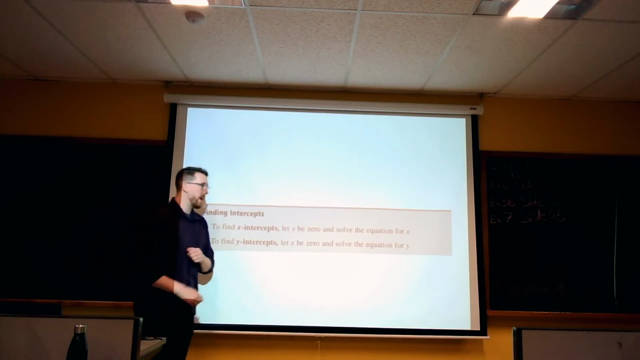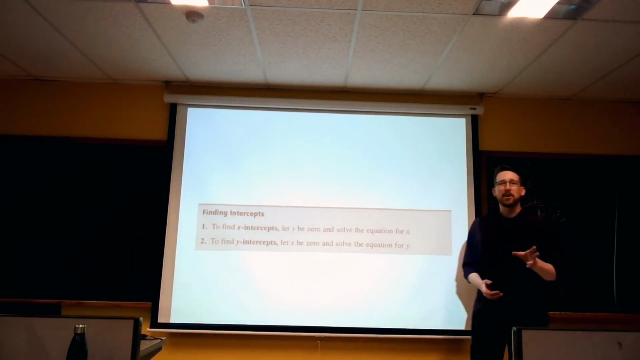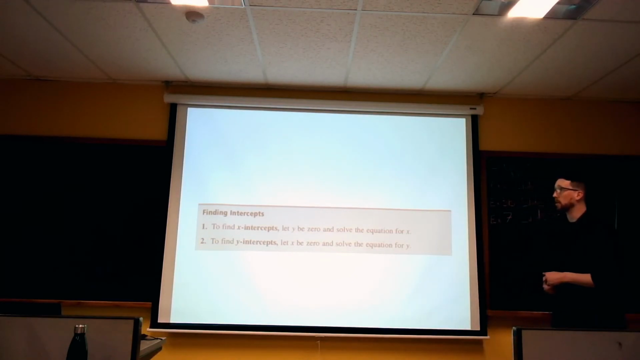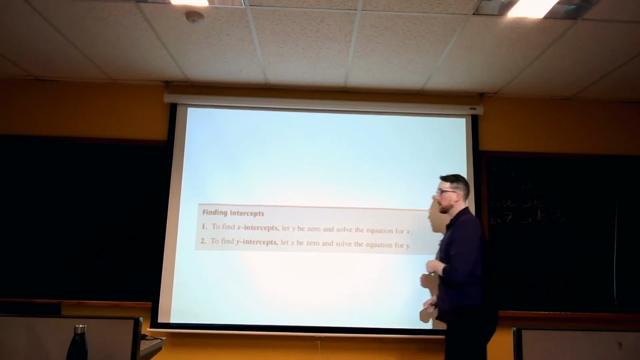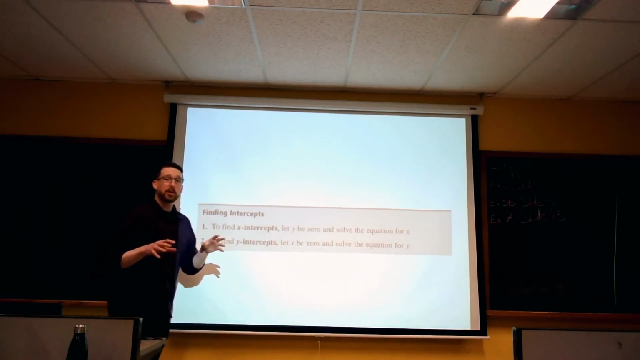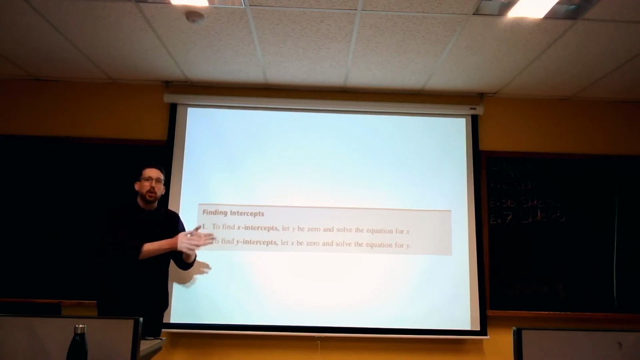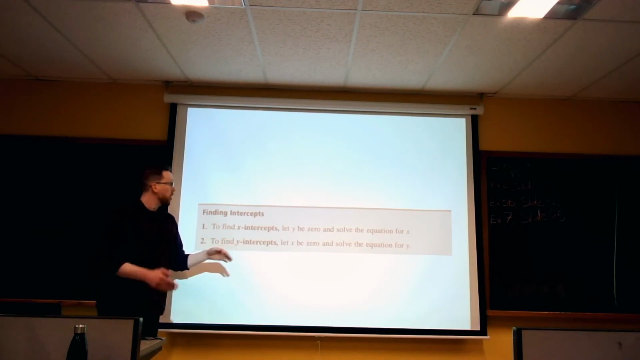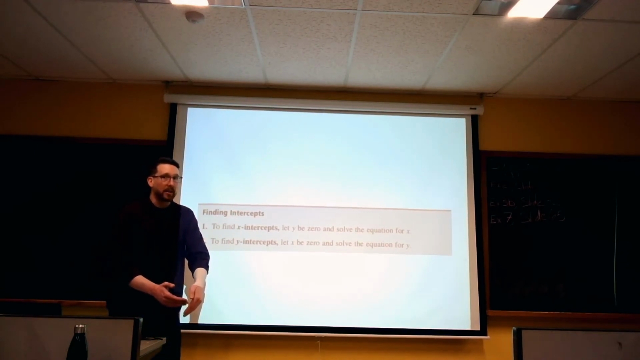Now, having said that, the next obvious question is, yeah, but how can I make this easier for myself? Well, one thing you can do is find intercepts. So what are intercepts? Well, intercepts are just parts of your graph, of your equation, that goes through one of the axes. So if you have an x-intercept, your graph goes through the x-axis.